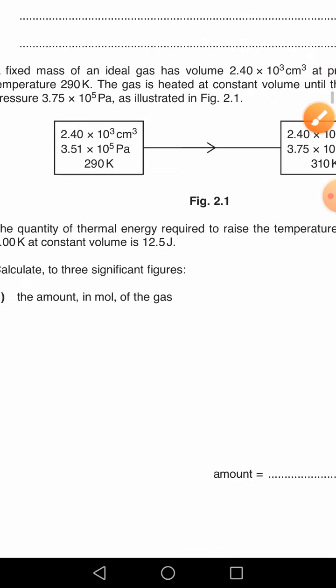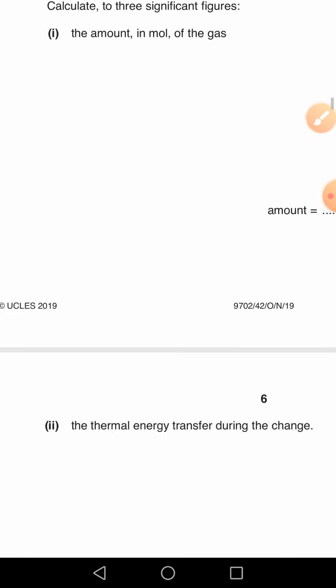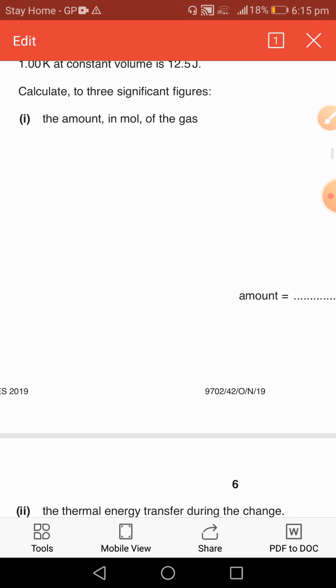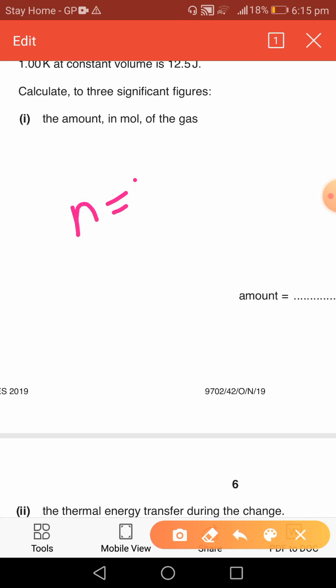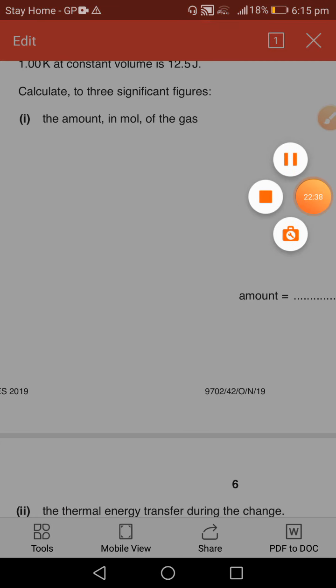Okay, so if you put all these values together, the temperature you may use as 290 Kelvin, or you may use the 310 Kelvin, anything you may use. The number of moles will appear to be almost 0.35, something like this. Okay.